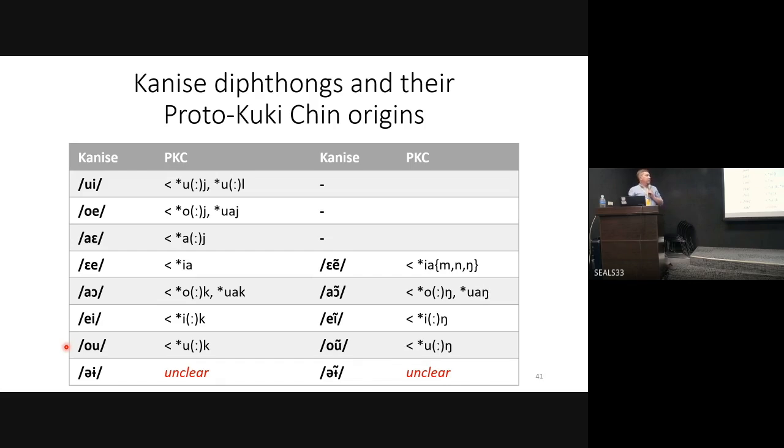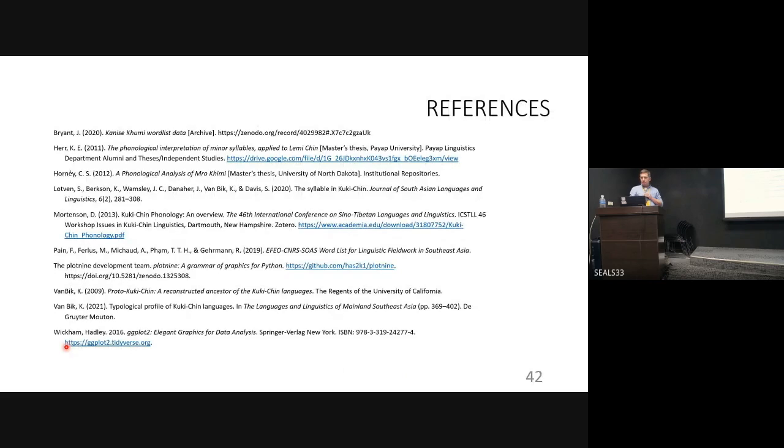The one at the bottom there is probably an iteration on the central vowel, but that itself is already an innovation, and there aren't that many examples. So we still need to do some more work in tracking the history of the central vowels in Kanise. So that's all. I think we're right on time.